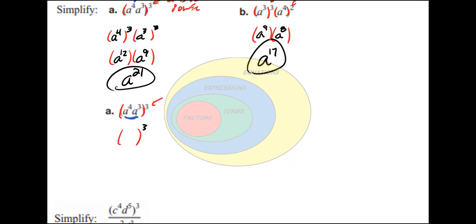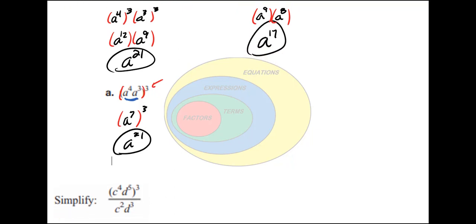a to the 4th times a to the 3rd is the same as a to the 7th power. We could simplify inside because they're common factors and then apply the outside power, giving us a to the 7 times 3, or 21st. So there is more than one way we could use these rules. We don't have to apply them in the same order all the time, but we just need to apply them to the correct instance or the correct composition.